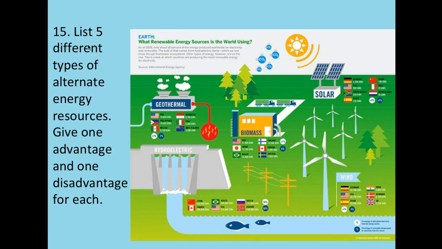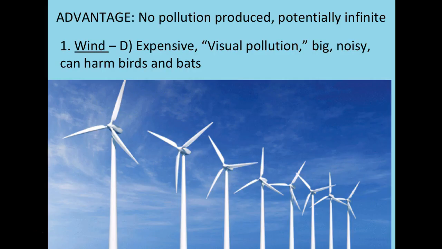Number 15, list 5 different types of alternate energy sources and give an advantage and disadvantage for each of them. So this image is showing your different alternative renewable energy sources. We have geothermal, hydroelectric, biomass, solar, and wind.